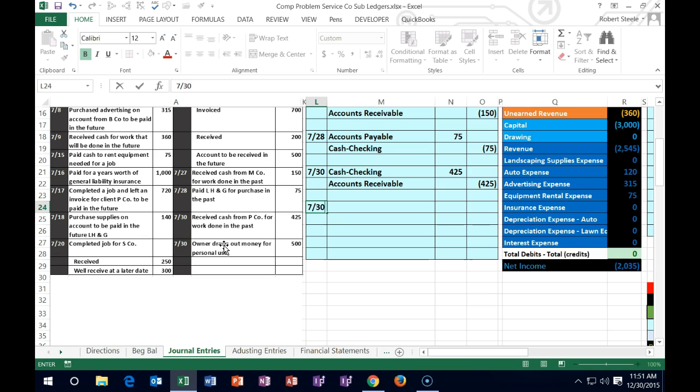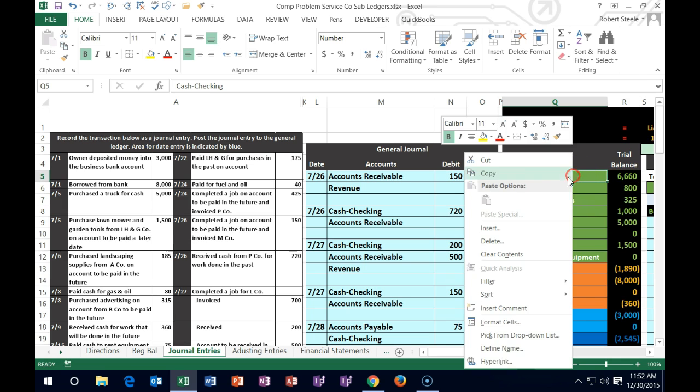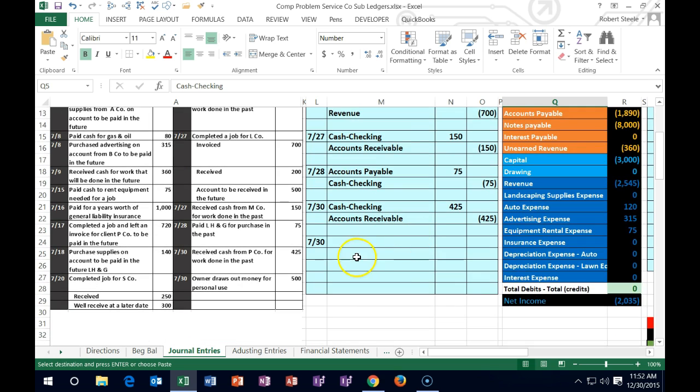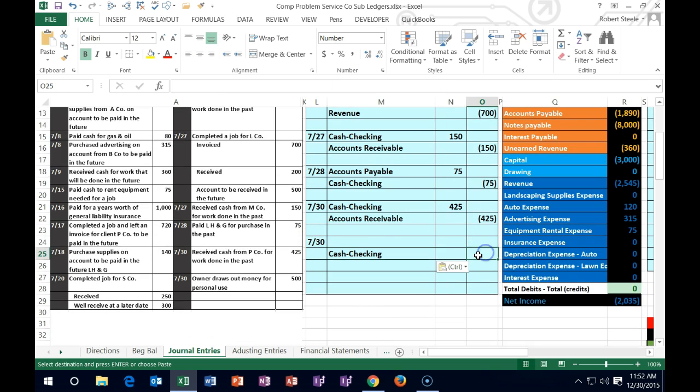We got 730. So now the owner draws out money for personal use. So is cash affected? In this case, yeah, the owner drew it out, meaning it's coming out of the business. Cash has a debit balance. We need to make it go down because it's going out. So we're going to copy that, and we're going to do the opposite thing to it and credit it. So I'm going to put that on the bottom. We're going to credit the cash. The amount pulled out was 500. We're going to debit something for 500 as well.